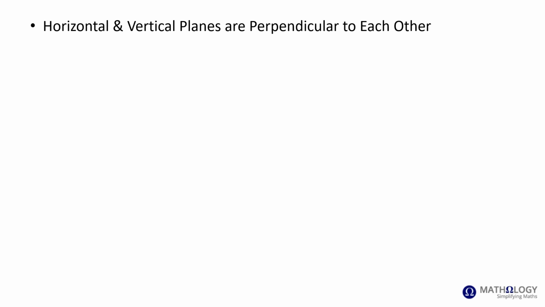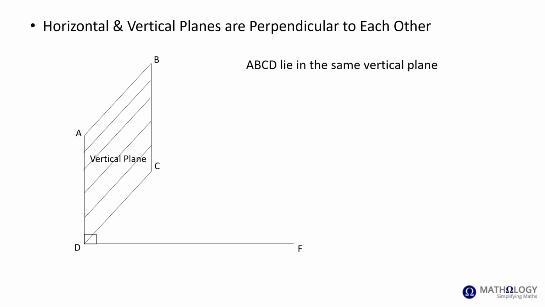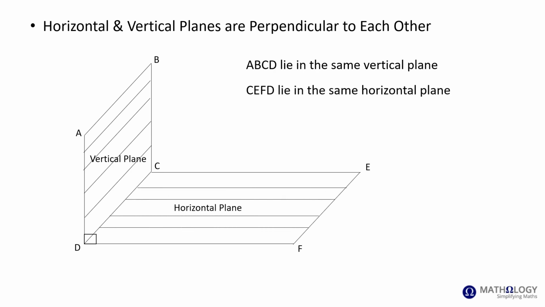Another thing to note is that the horizontal plane is always perpendicular to the vertical plane. The walls of a building, which are in the vertical plane, are at right angles to the ground, which is in the horizontal plane. The points A, B, C, and D all lie in the same vertical plane, while the points C, E, F, and D all lie in the same horizontal plane. The vertical plane, ABCD, is perpendicular to the horizontal plane, CEFD.